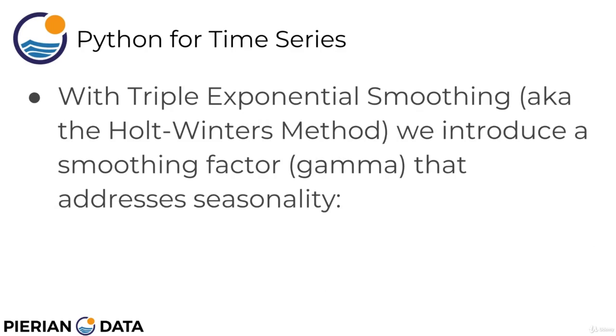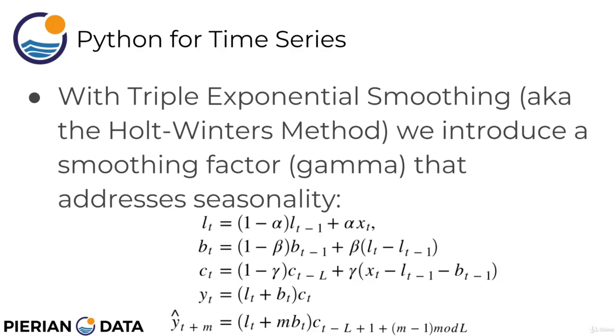So with triple exponential smoothing, otherwise known as the Holt-Winters method, we're going to introduce a smoothing factor called gamma that addresses these changes due to seasonality. So now we're basically adding in one more component here called C sub t, and now that stands for our seasonal component, and that has its own factor, which is gamma. So now we have these three different components, which we have the level component, LT, the trend component, BT, and then the seasonality component, CT, each with their own specific factor, alpha, beta, and gamma. And then YT is going to be equal to LT plus BT multiplied by that seasonality factor.